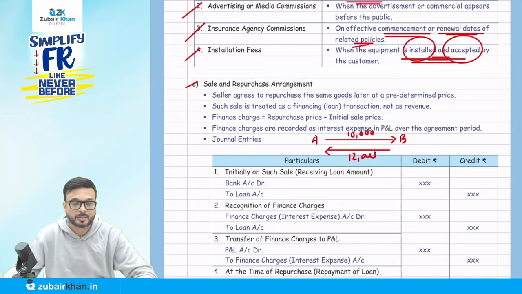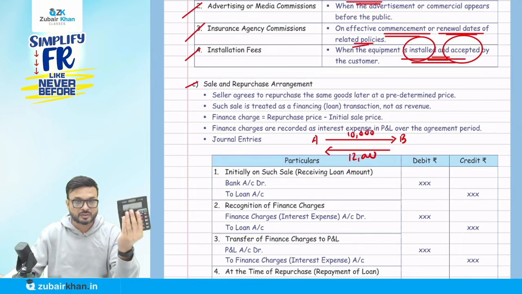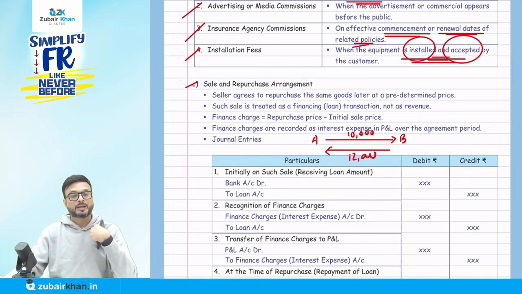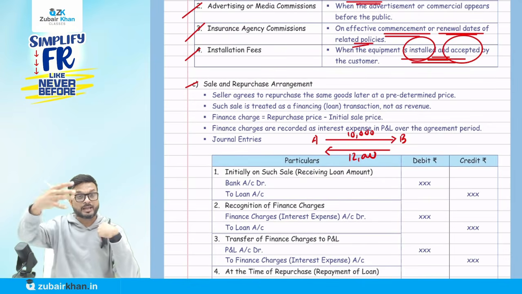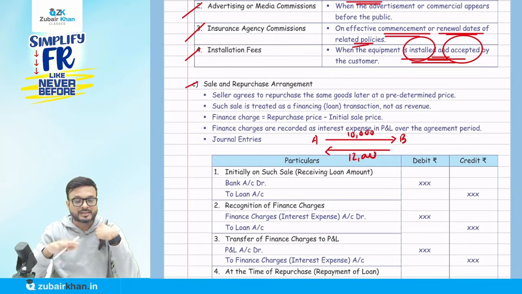I pass the entry cash account to sales account. But I need this calculator, so I repurchase it from you by paying you 12,000. I will pay you later on, but I repurchase it at 12,000. So AS 9 says this is not a normal sale transaction. This is a sales and repurchase arrangement.